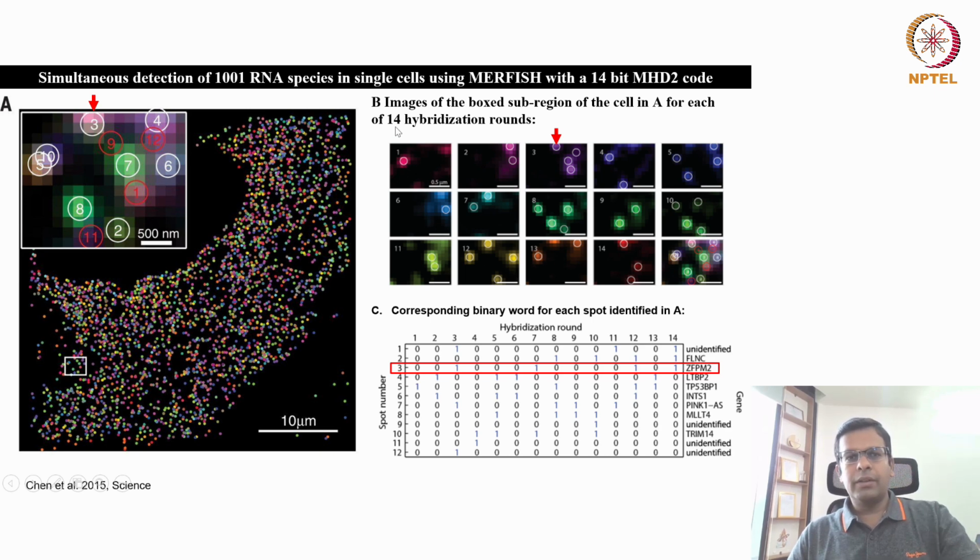This third mRNA is not visible in the first image. In the second image, it is not visible. In the third image, it is visible, so it will be given number 1 here. Then again in the fourth image, it is not visible. Fifth image, not visible. Sixth image, not visible. In the seventh image, it is visible, so it is given number 1 in the seventh. Then eighth, ninth, 10th and 11th images, not present. In the 12th image, it is present, so again number 1 is given. Then it is present in the 14th image, so number 1 is given. Okay, so this is the barcode for this particular mRNA.